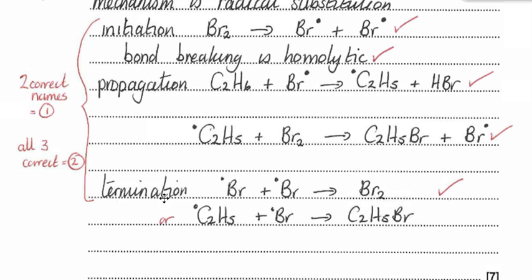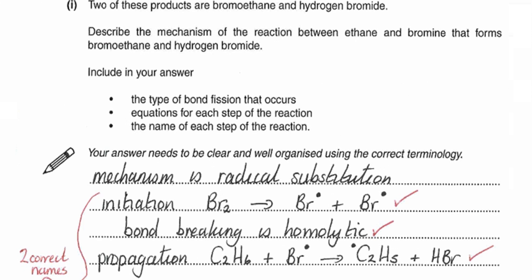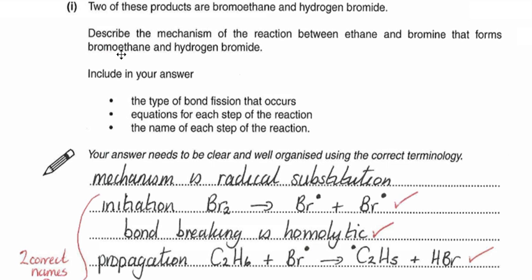Anyway, right, so you've got the termination step, two bromines meeting, and here you've got a bromine and a C2H5 meeting to make your bromoethane. So I've made the two things that I need to make in the question. I've just checked that I've ticked off my bullet points. So I've made bromoethane, I've made hydrogen bromide, I've stated what the bond fission is, I've got an equation for each step, and I've named each step.